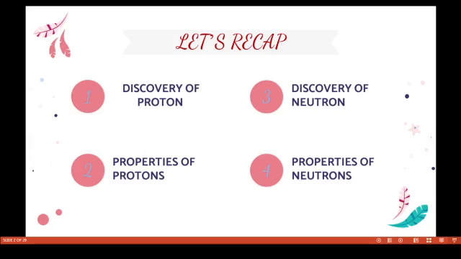A neutron is represented by the symbol N. The properties of neutrons are that they are neutral particles. The absolute mass of a neutron is 1.675 into 10 power minus 24 gram.